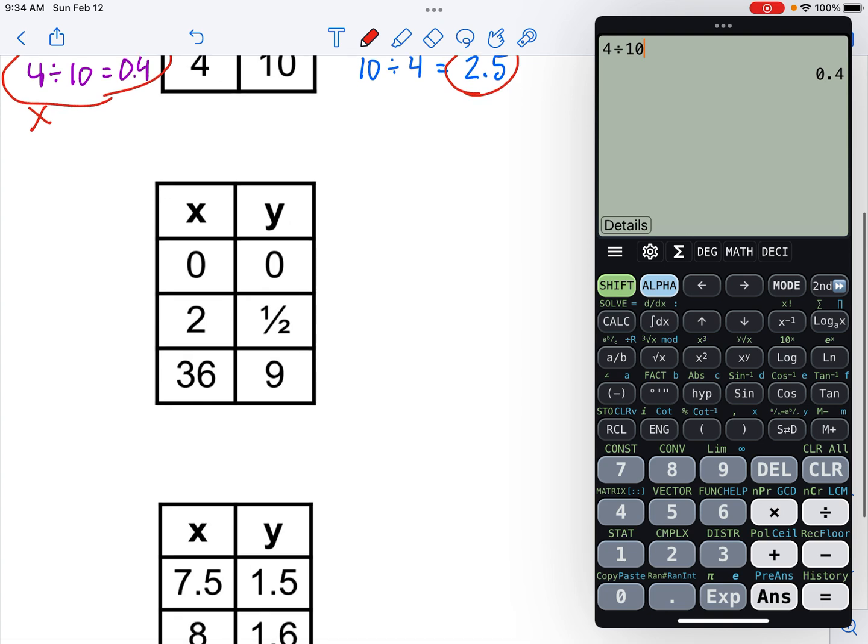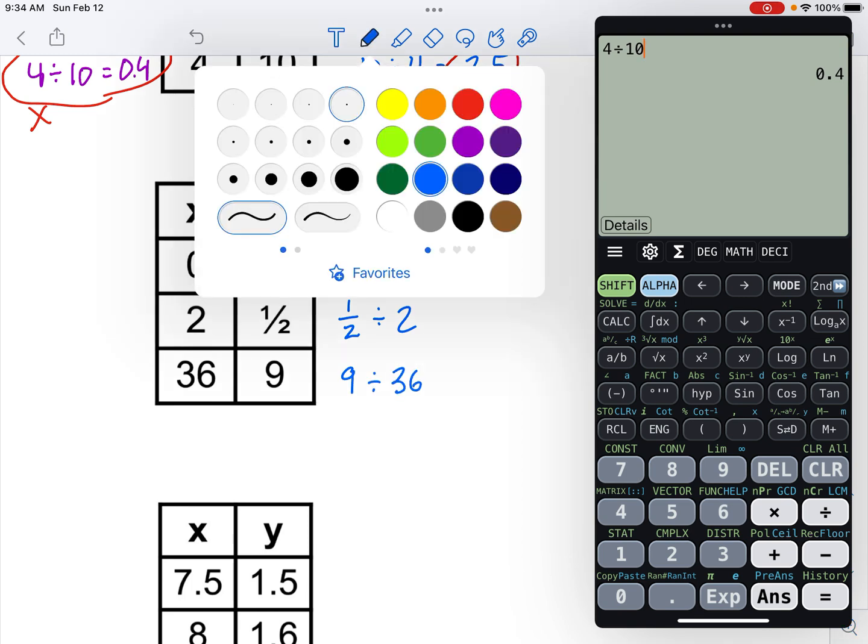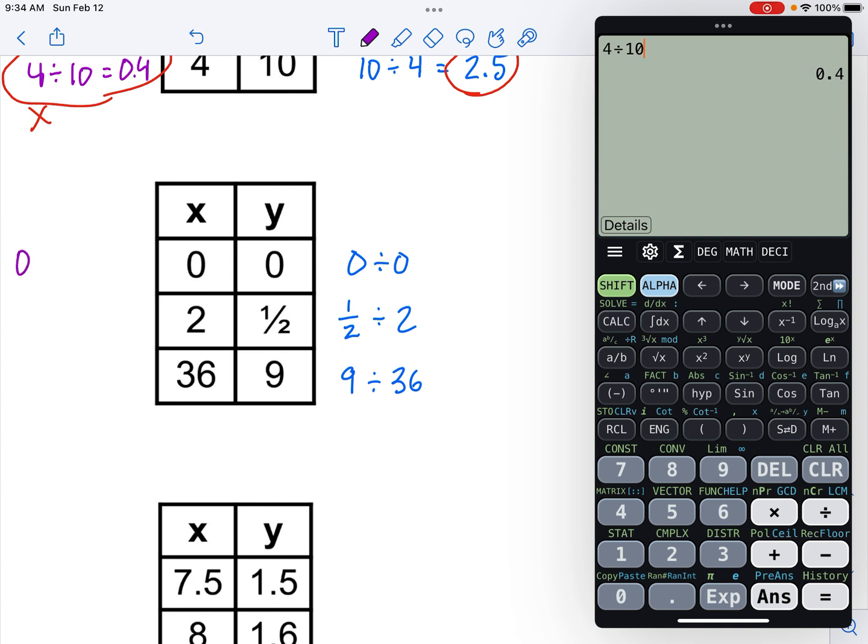Okay, let's test on this side. Again, I'm going to do y divided by x. 0 divided by 0. We'll get to that in a moment. 1/2 divided by 2. 9 divided by 36. And on the other side, I'm going to do x divided by y just to show you that either way it works. 2 divided by 1/2 and 36 divided by 9.